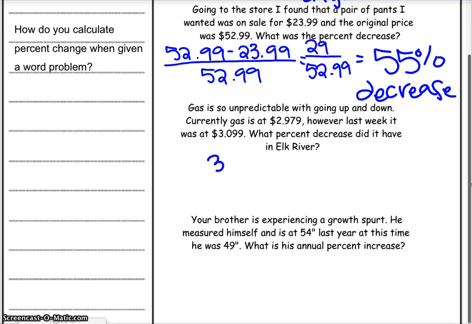Big minus small over the original. Original was last week, so it would be the 3.099.